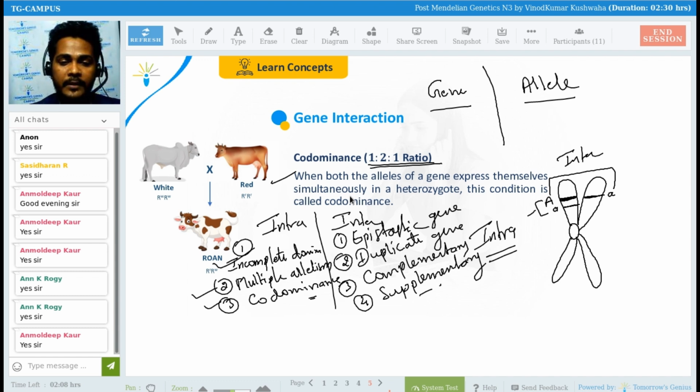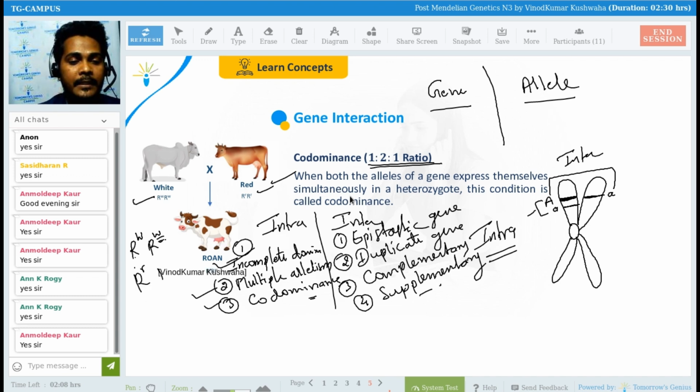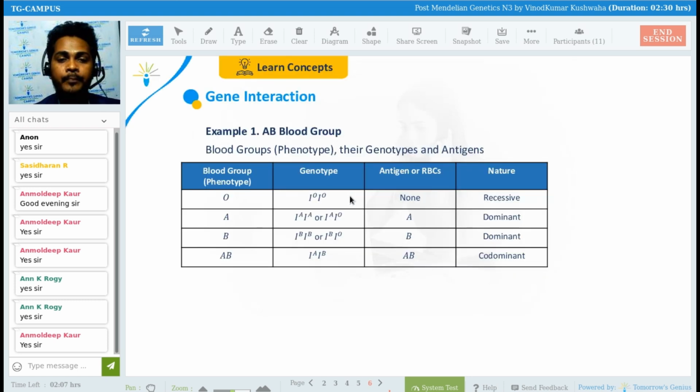The very first example you can see here: this is the white, this is the red, right? So it is always represented by capital R, and the character is W. So this is R and W, which means white, right? And here capital R and a small r represent this. Clear? So when both white and red cross, you will get a roan color, right? So what does this actually represent over here?